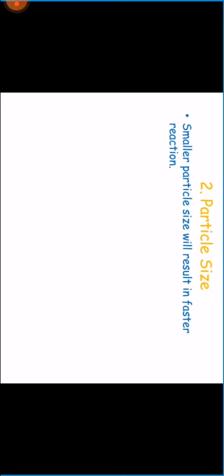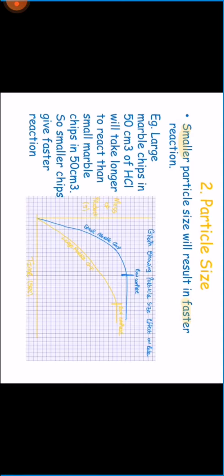To summarise, the smaller the particle size, the faster the reaction. If we take a look at a specific example, we can see that large marble chips in 50 centimetres cubed of hydrochloric acid will take longer to react than small marble chips in 50 centimetres cubed. Here we can see that with the large marble chips, the amount of product formed is a lot slower, so the slope of the graph here isn't as steep as when we have the small marble chips. We can also see that the reaction comes to completion earlier with the small marble chips.